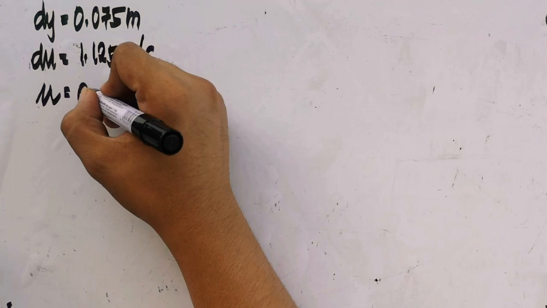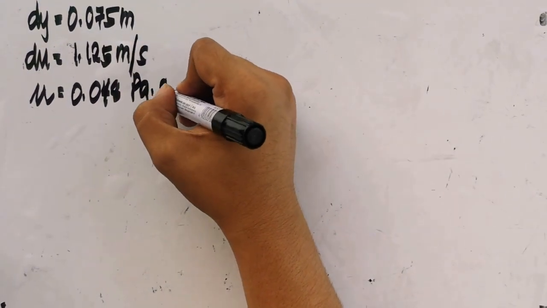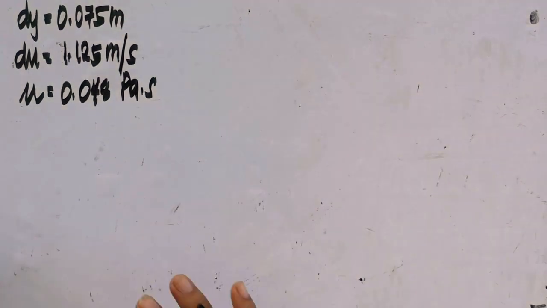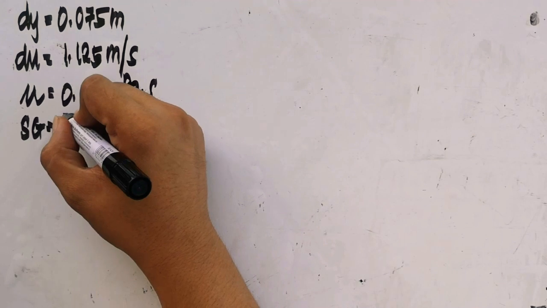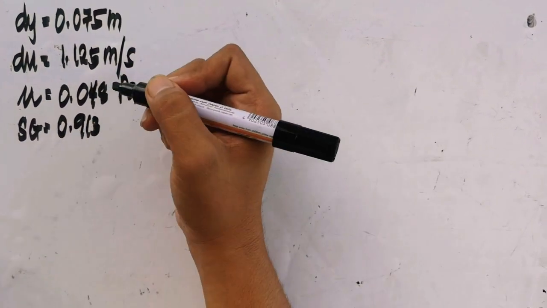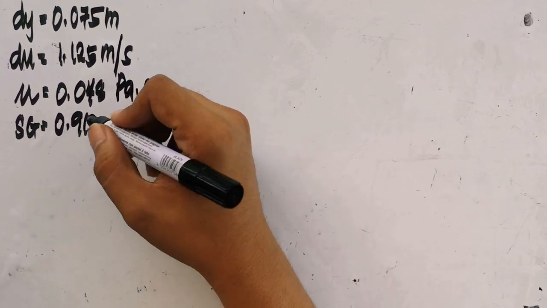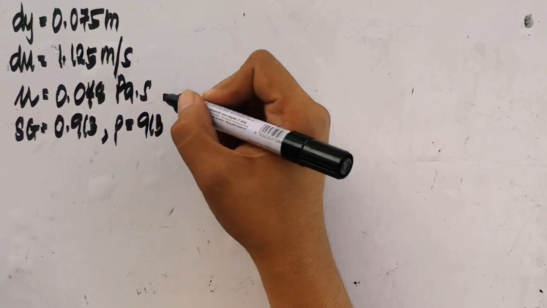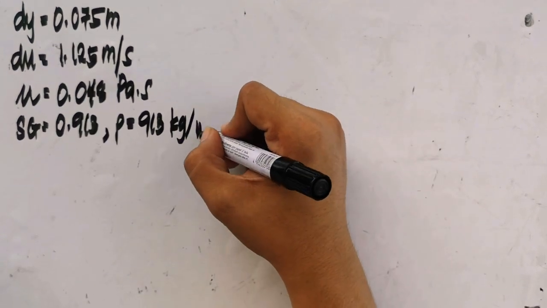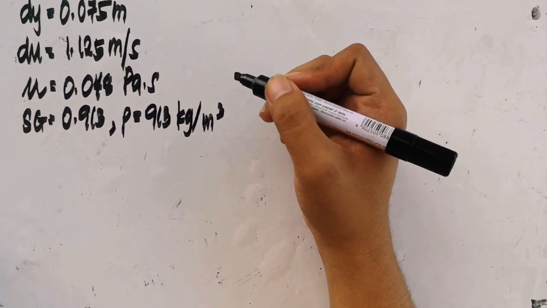The fluid has an absolute viscosity mu of 0.048 Pascal second. And the specific gravity of the fluid is equivalent to 0.913. So meaning, its density, we multiply the specific gravity by 1,000, is 913 kilograms per meter cube. So we have to find the velocity gradient.